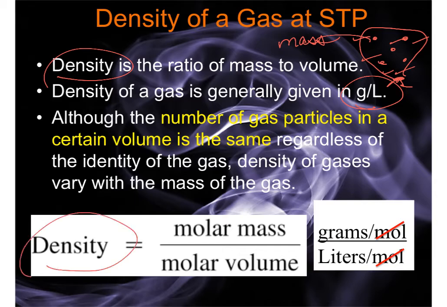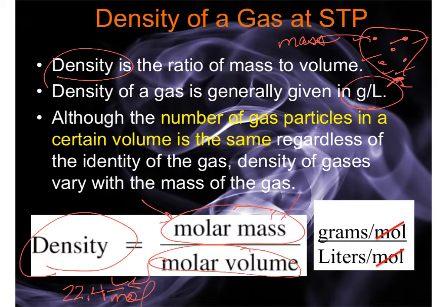One way to get density is to take the molar mass of the gas and divide it by its molar volume. Now, molar volume under STP conditions, remember, is 22.4. That's only under STP conditions. And molar mass, we know how to calculate molar mass, right? So why does molar mass divided by molar volume give you density? As always, we can look at the units. Units will tell us anything and everything.